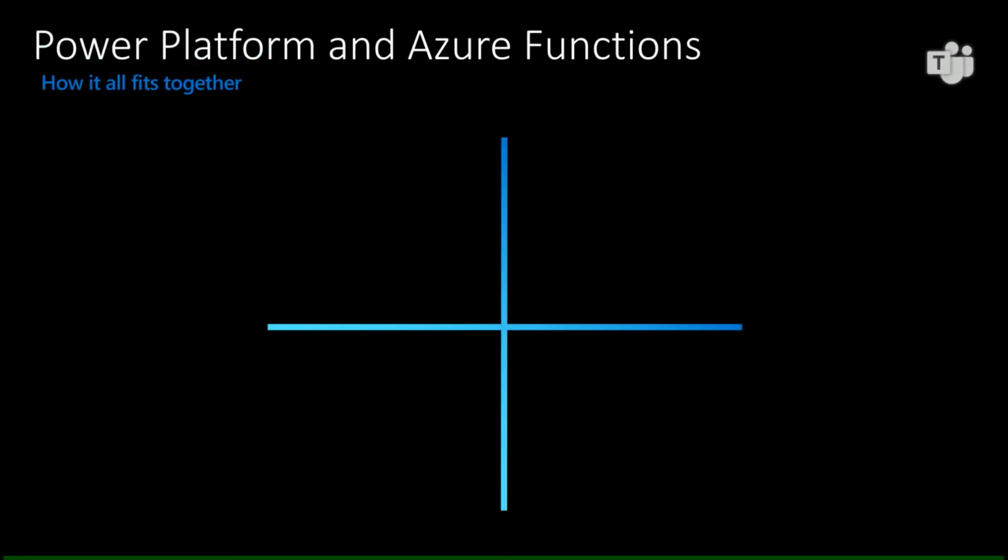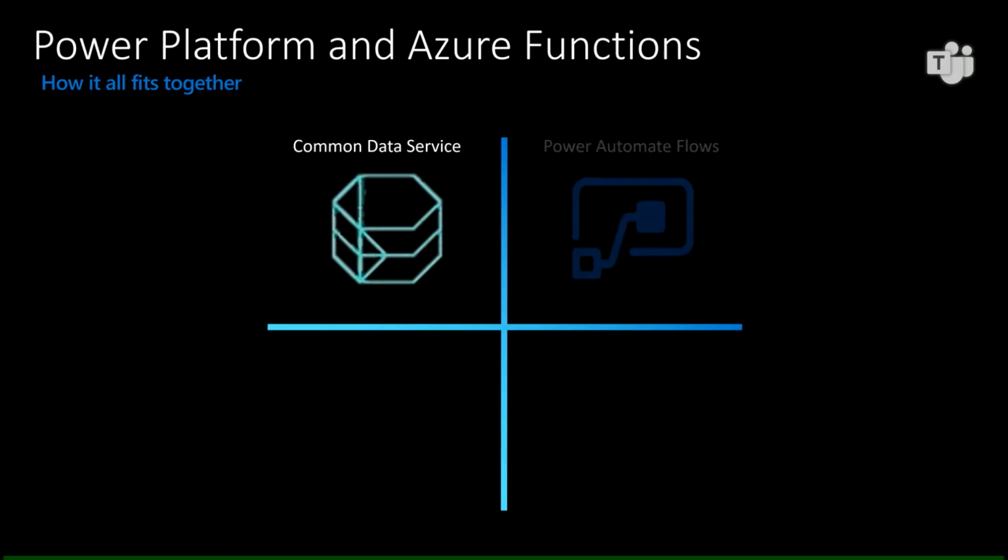So that's enough about the functions. Now let's bring them into the platform. How do we get and call functions from the Power Platform? So first of all, from the Common Data Service, there's a few areas we can call them from there. Then we have Power Automate flows. They were being talked about earlier.